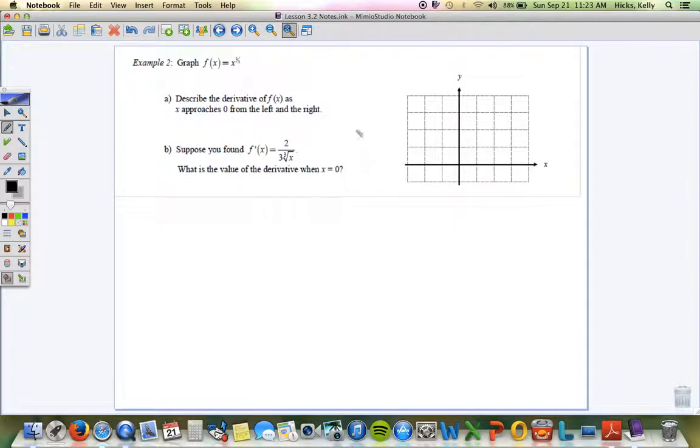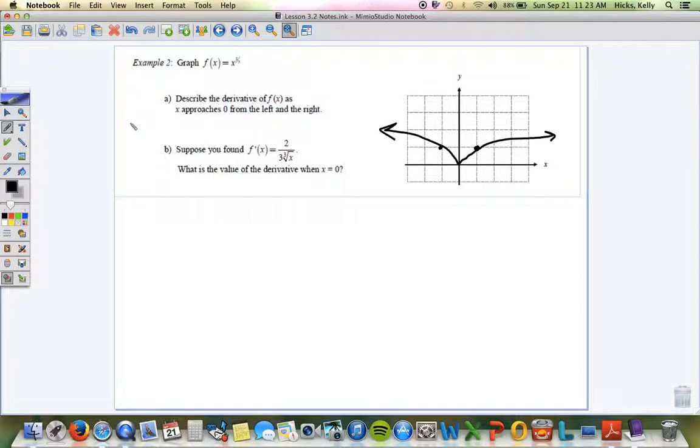Graph f of x equals x to the 2/3 power. That looks like this. Pretty good. Something like that. Describe the derivative of f of x as x approaches 0 from the left and the right.